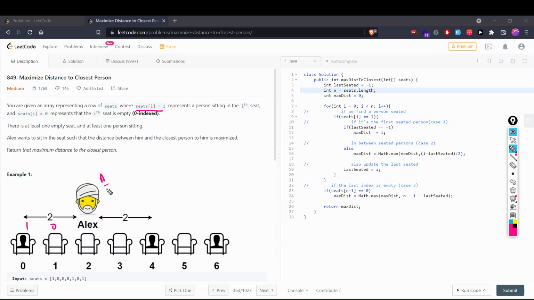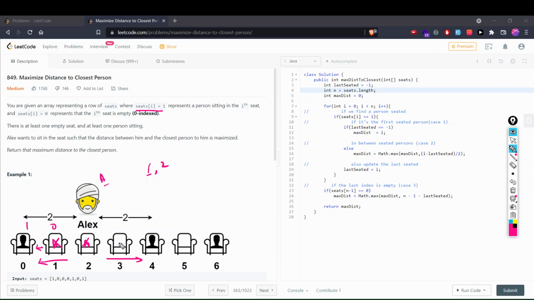So what I'm going to say here is that suppose Alex wants to sit on this index, right? So in this situation, the closest person from him would be the zeroth index person, and the distance between them is 1, right? And suppose let's take another example that Alex wants to sit on this seat. So from this seat, the closest person from him is either this zeroth index person or this fourth index person. In both of the cases, the distance between them is 2, right?